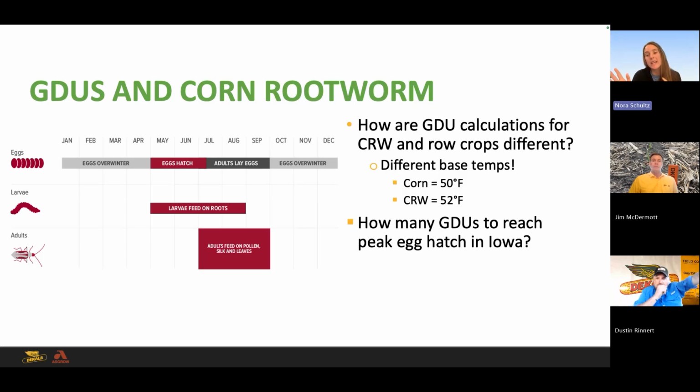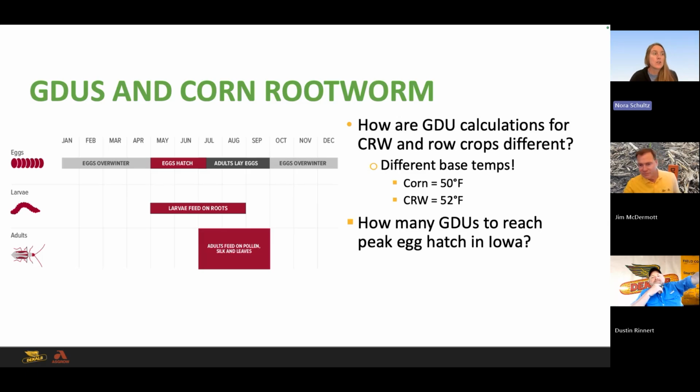I'm not sure if we can give an extra point, but if anyone throws it in the chat in the next 30 seconds, how many GDUs to reach peak hatch in Iowa for corn rootworm? This is something that we track from January 1. This is a cumulative number.